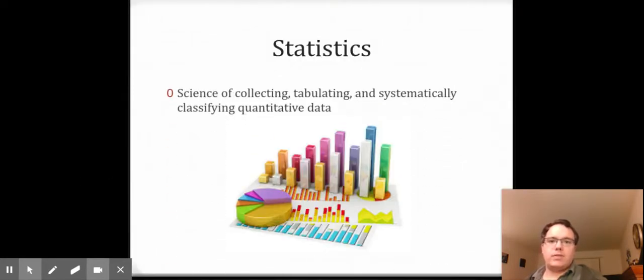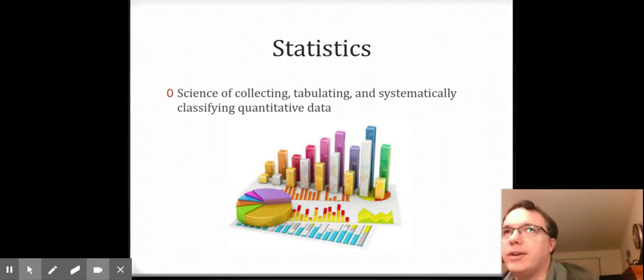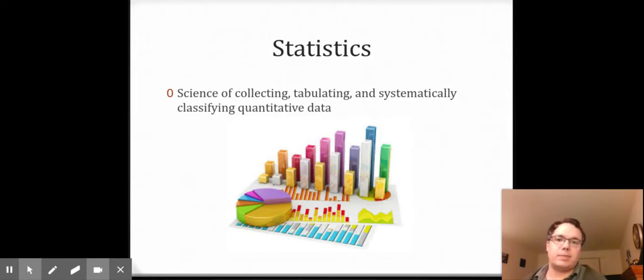So this first chapter is just a whole lot of vocabulary so that we understand what we're talking about. We can talk about statistics, data, types of measurement, stuff like that. So today that's what we're going to be looking at. So before we start anything, we need to talk about what statistics is.